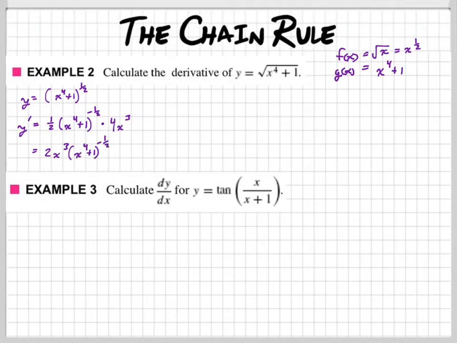Now because of that negative 1/2, we could rewrite this with a fraction. So we could write this as 2x to the third over x to the fourth plus 1. And now that's a positive 1/2. And then we can rewrite this without the 1/2 power. We can rewrite this instead with the square root. So that's your final answer right there.